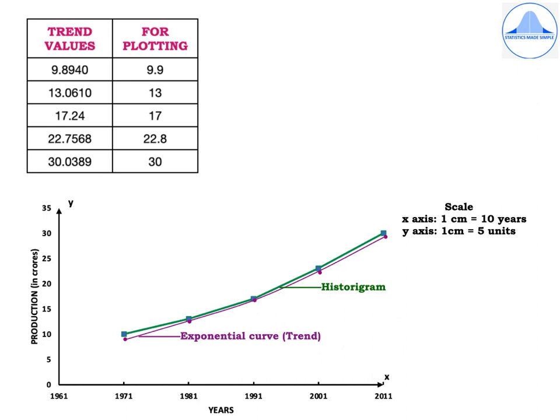So now the histogram, that is the actual values, those points are joined by straight lines and are highlighted in green color. Join them and mark it as the histogram. The trend values are marked in purple color, and these points are joined by a curve which is called the exponential curve or the trend values. Then on the top right hand side, write the scale, that is x-axis 1 centimeter is equal to 10 years and y-axis 1 centimeter is equal to 5 units.